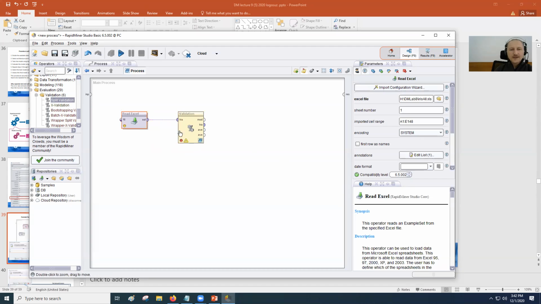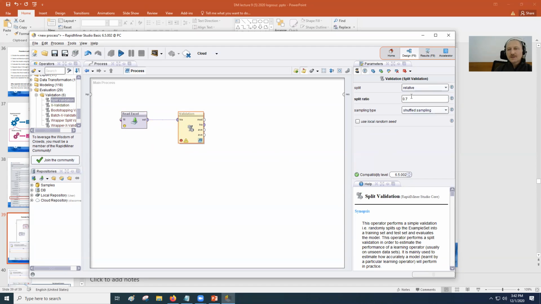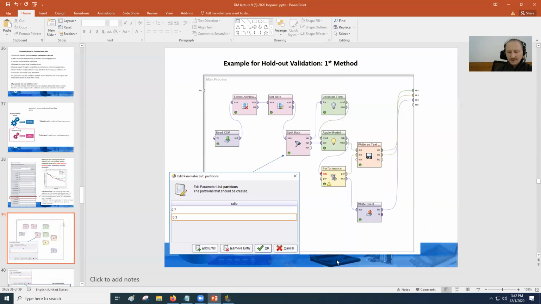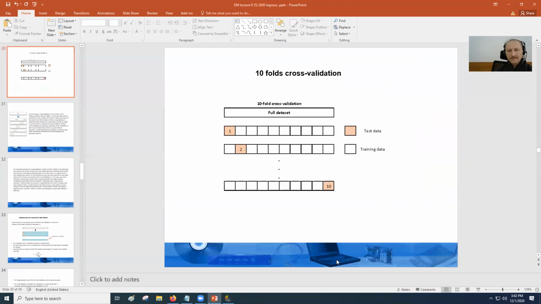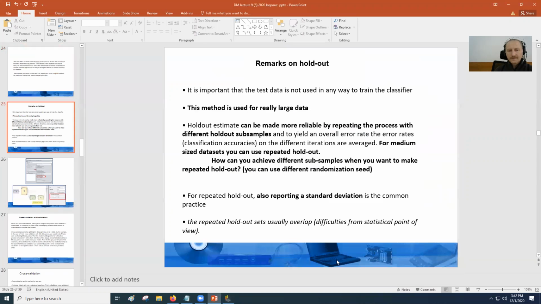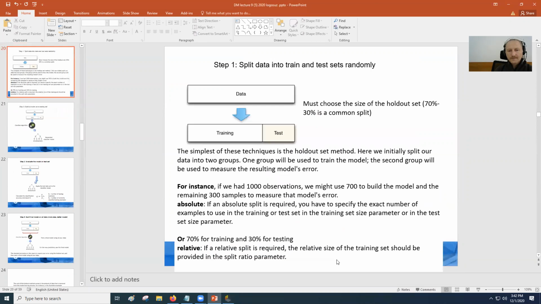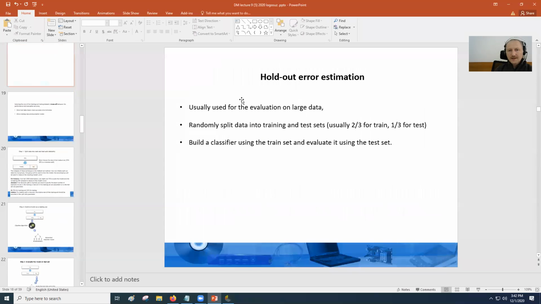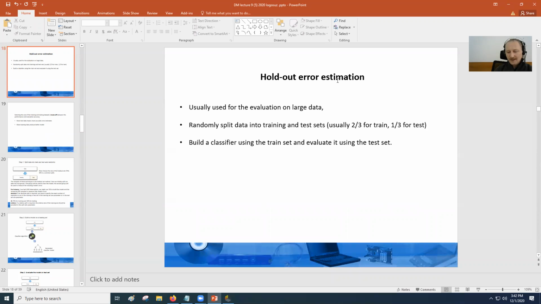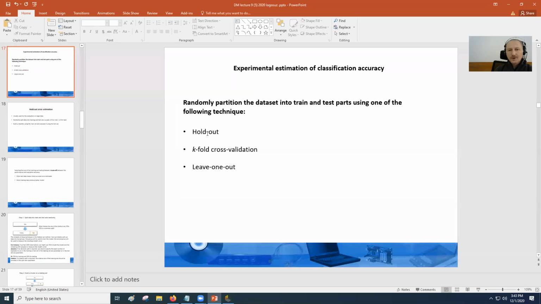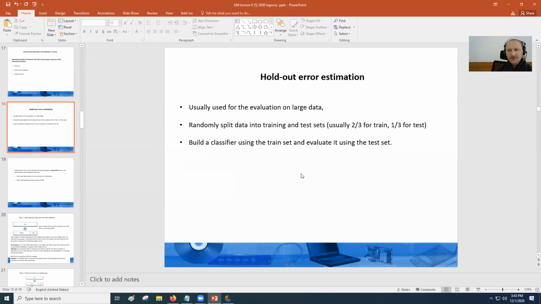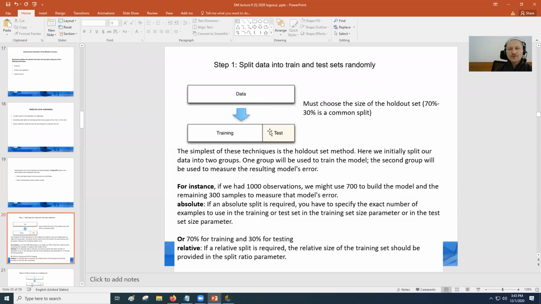Yes, let's bring data here. And how many percent? Let's go to the slide to see. This is the hold-out error estimation technique. If you recall, we have three techniques: hold-out, k-fold, and leave-one-out technique. Of them, these two are used much. Our aim is to divide our data into two parts.